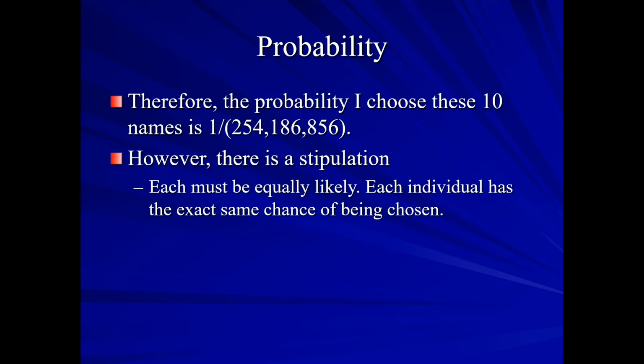There is, however, a stipulation, because each group must be equally likely. And each individual also needs to have the exact same chance of being chosen. So each group must be equally likely. Well, that means that each group has to have the exact same chance of being chosen. How might we do this in R?